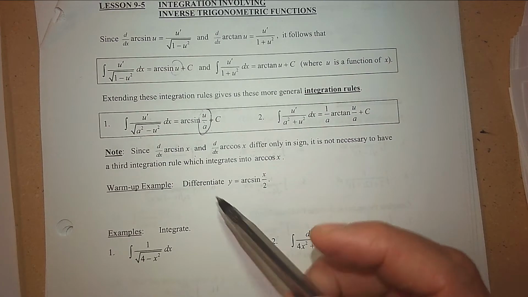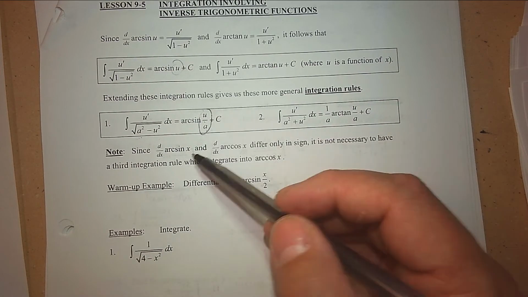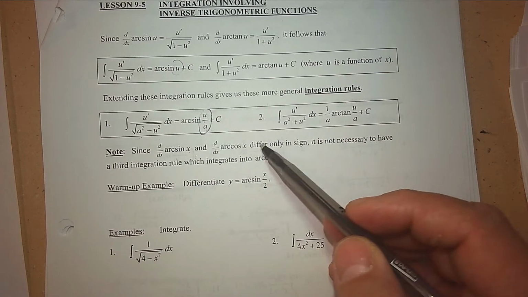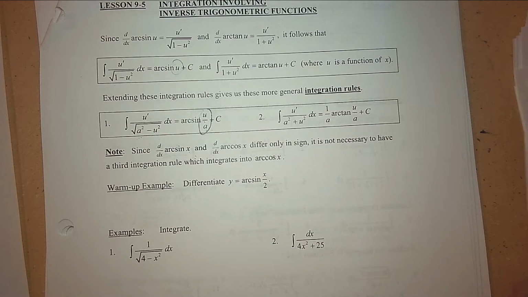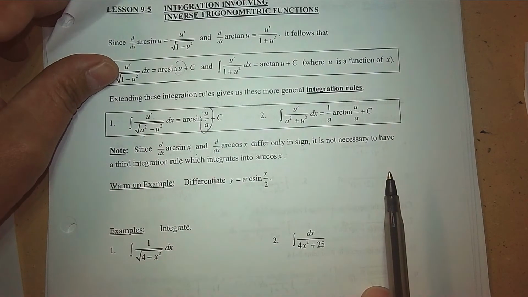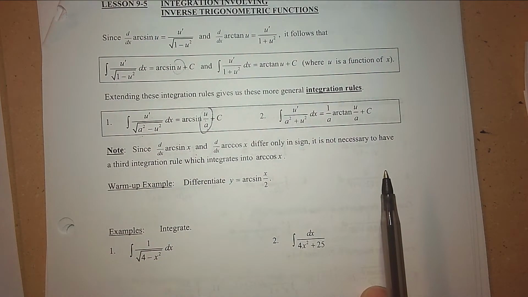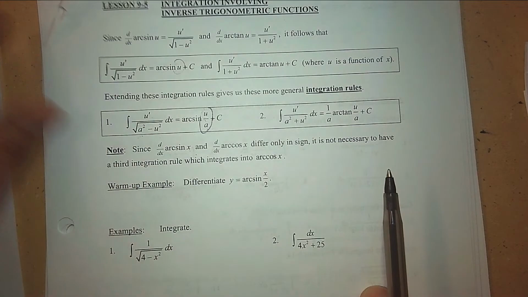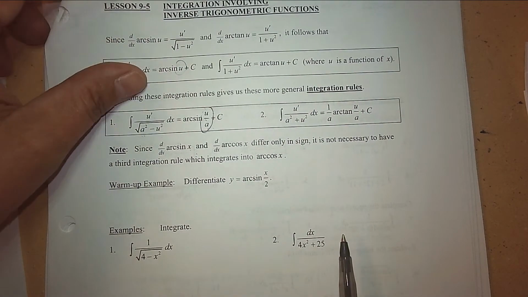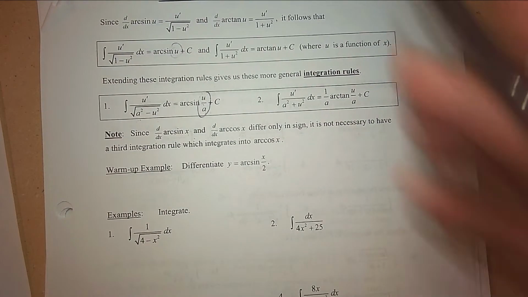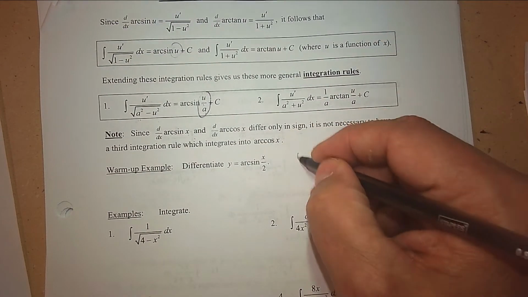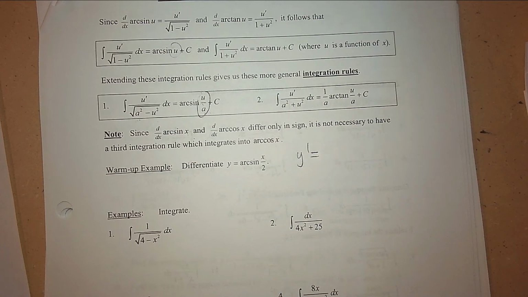It says, note, since the derivatives of arc sine and arc cosine differ only in sign, it is not necessary to have a third integration rule, which I already said, right? So if you have a negative, you can put that negative in front and still have a negative with the arc cosine. All right, differentiate y equals arc sine of x over 2. That's your warm-up. Go for it. This is not integrating. Deriving.